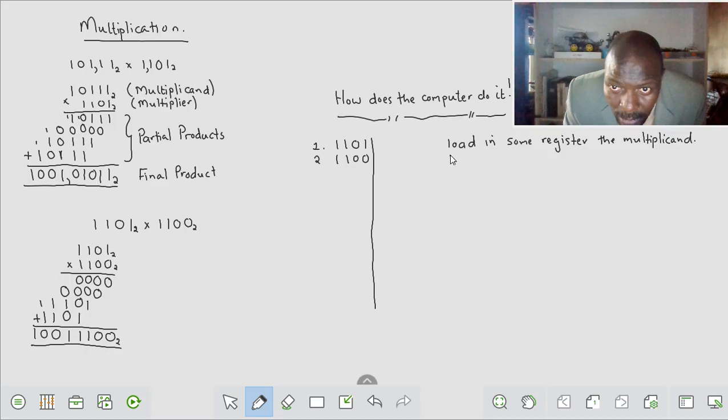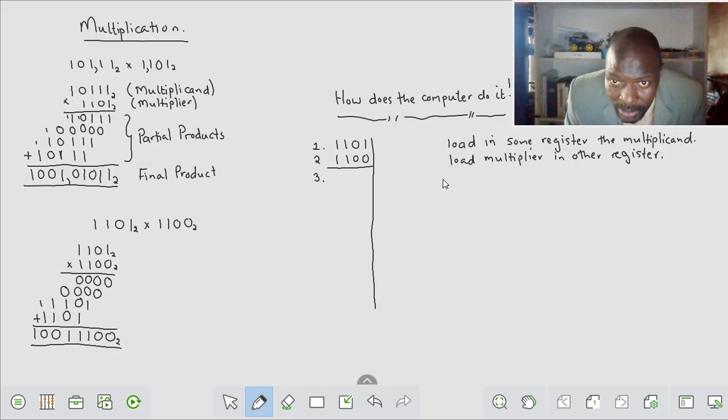Then here we would load the multiplier in a different register, in the other register. So what we then do is step 3. Now we say, okay, now we're multiplying. These are the two numbers we're multiplying.